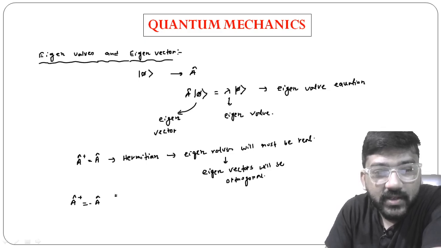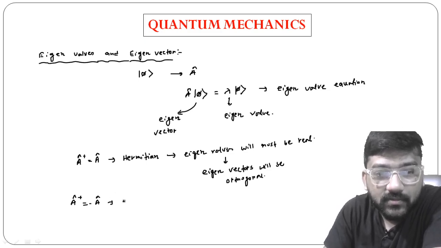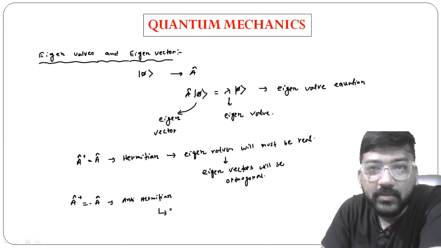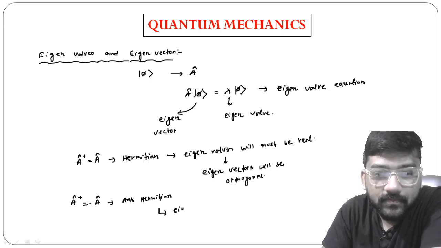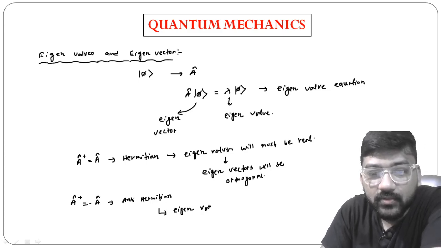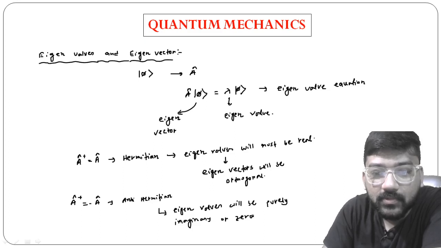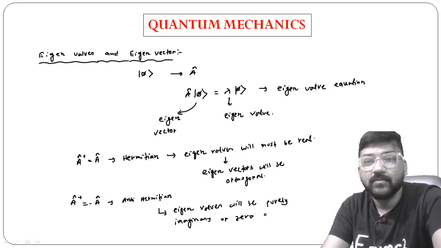So A dagger is equal to minus A means anti-Hermitian, or you can say skew Hermitian, and in that case your eigenvalues will be purely imaginary or zero. Either purely imaginary or zero.